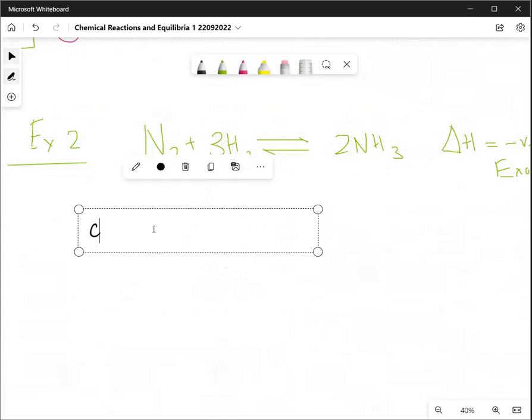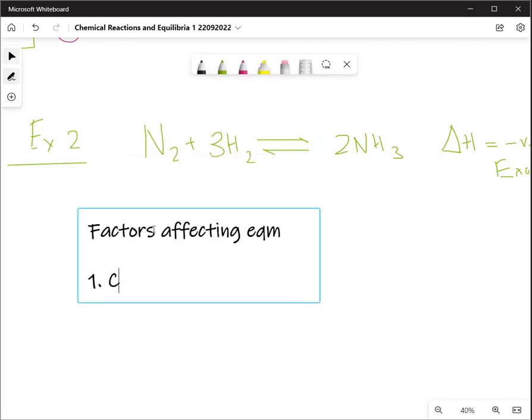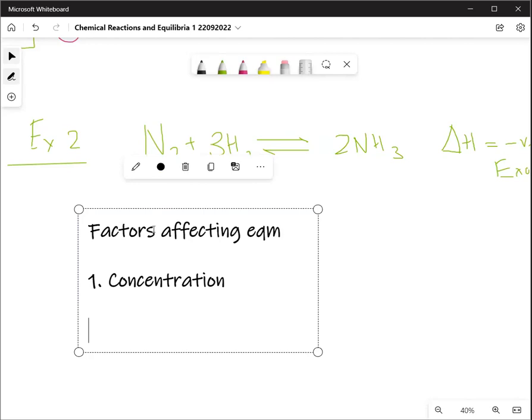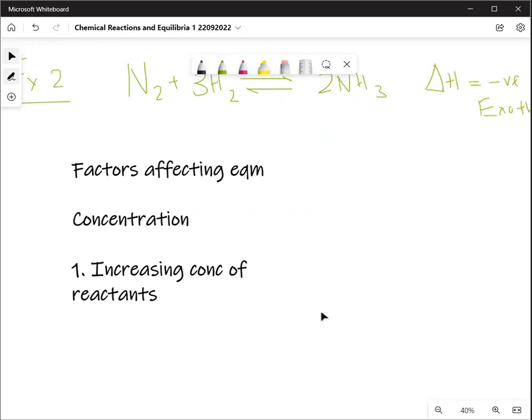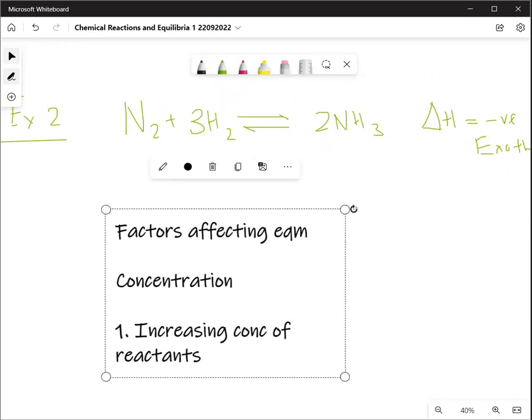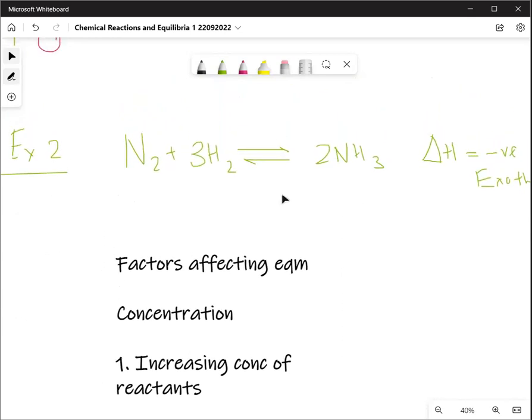Now we're doing the first factor. Factors affecting equilibrium. The first one is concentration. Now, in concentration, we'll do the first one. Let's say increasing the concentration of reactants. Now, Niranjana, if I increase the concentration of reactants, what opposite change will the reaction do? If I increase these, what is the opposite of increasing these?